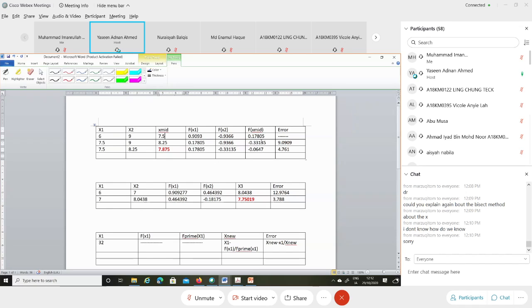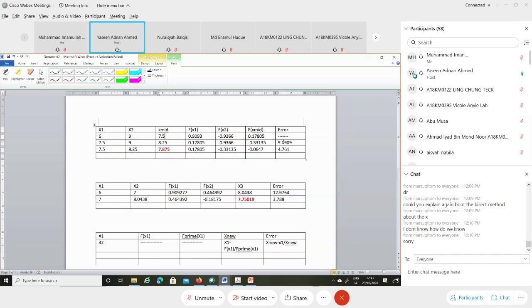So, okay, before continuing that, you need to calculate the error. So error will be x new. It means 8.25 minus which one? The replaced value or the shifted value. So shifted value was what? 7.5. So 8.25 minus 7.5 divided by 8.25. That will be your error, 9.0909.